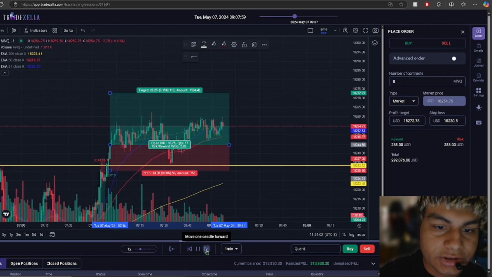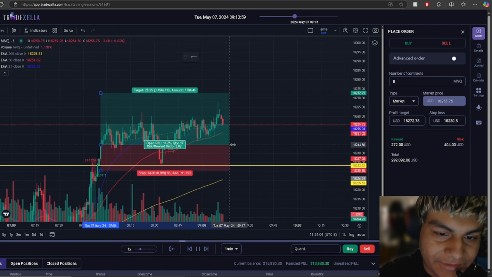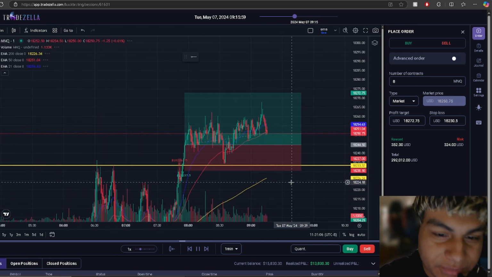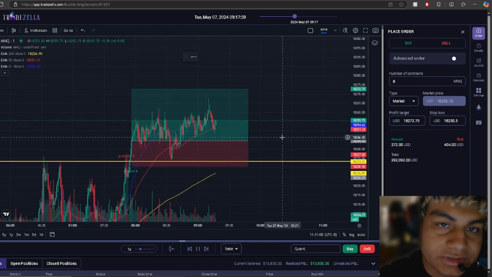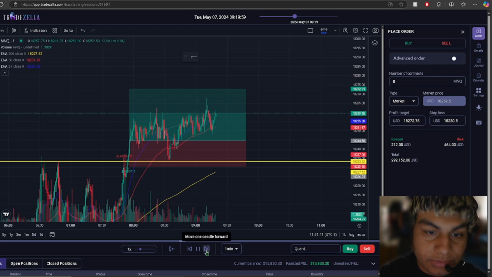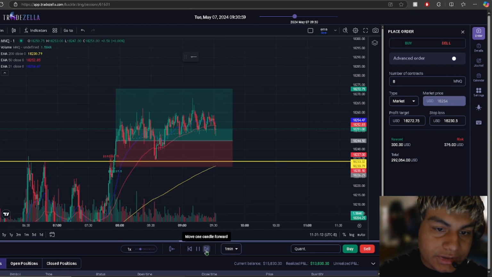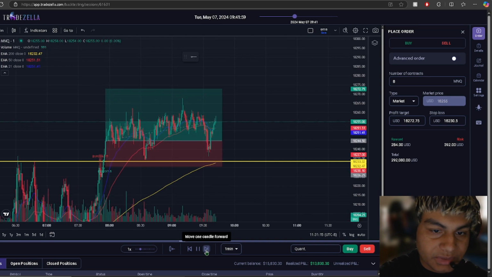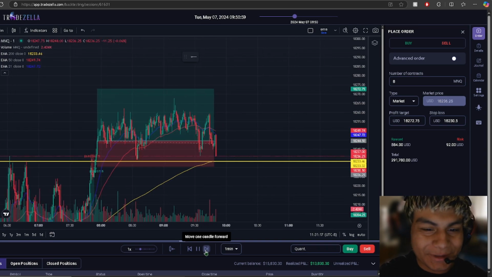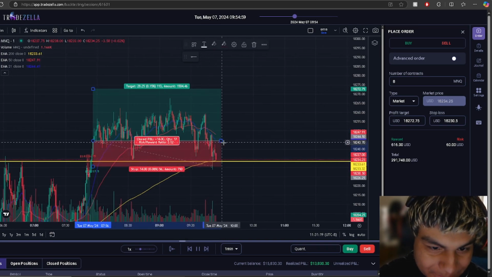But this is just choppy. This is bad price action. This is not even like my fault. This is just the market being pretty bad. When it goes sideways like this, it's choppy. This is when you don't want to trade. But right here, yeah, this is just bad. This is the worst example I could give right now. Over here we get stopped.